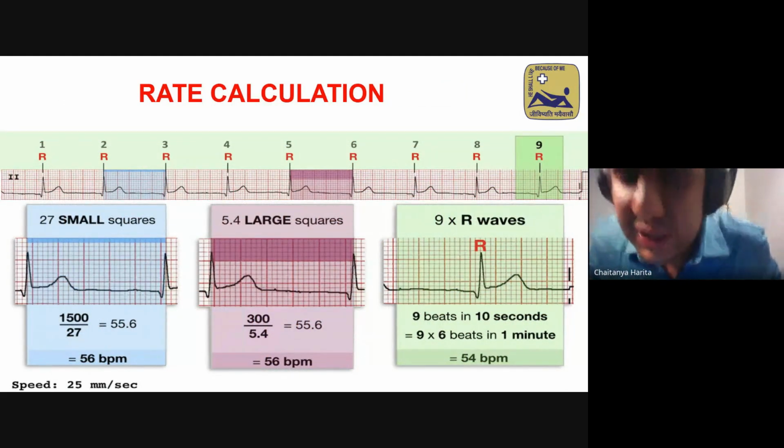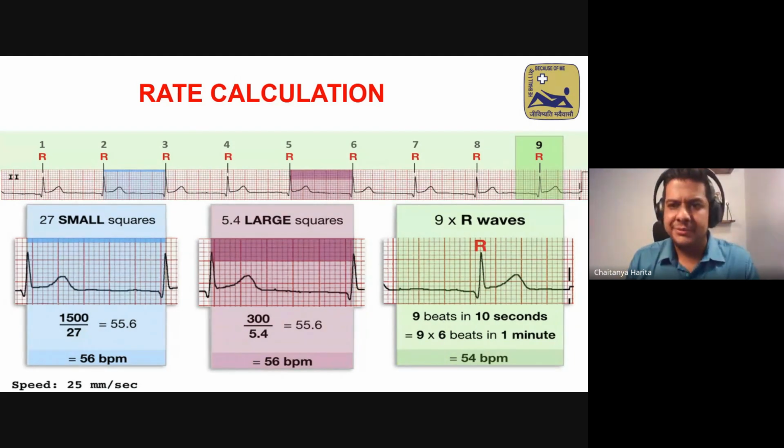So point one of ECG is done, which is standardization and paper rate. Next one is rate calculation. Now, this is something that all of us tend to take for granted. Be very careful. When you're in a busy emergency casualty or in a busy OPD, which all of you are involved in, calculating the heart rate becomes a little tricky.